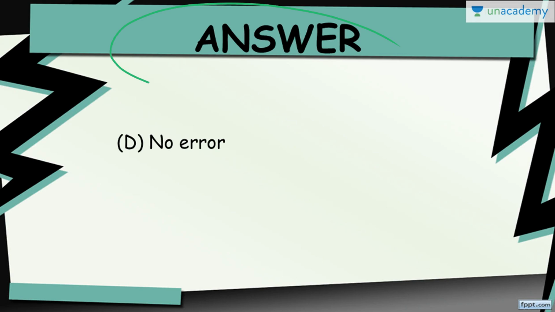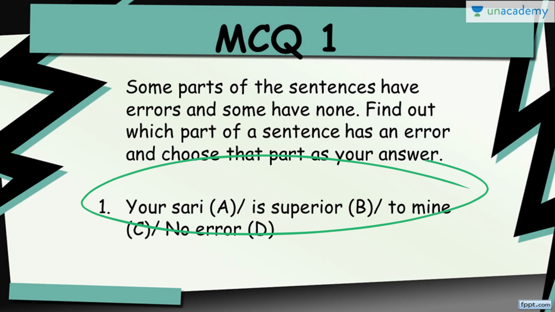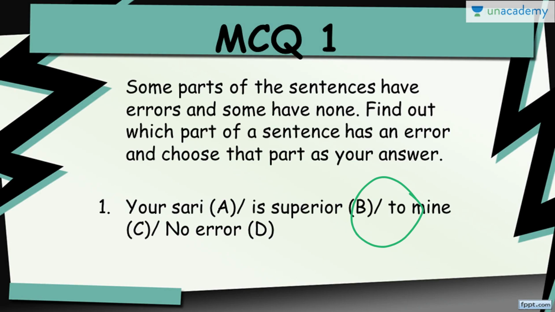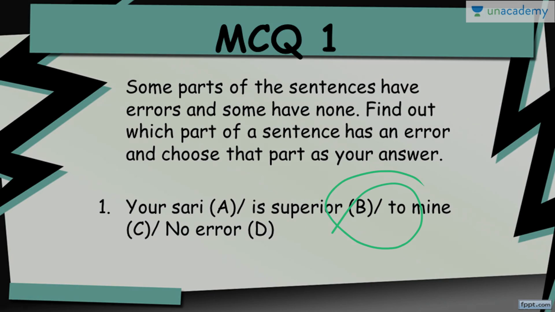Yeah, so the answer to the sentence is no error. The sentence is completely correct. We'll read it once more. Your sari is superior to mine. Some of you might be thinking that it should be your sari is superior than mine, but it never happens. Whenever something comes in superlative or comparative degree, it comes with to. We have to use the word to here, not than.